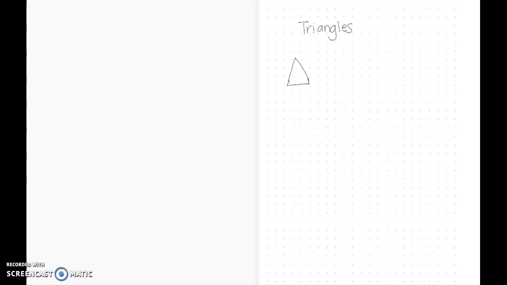And I notice it has one side. Do you guys see that? Two sides and three sides. My triangle also has three corners. Look, there's one corner here, another one here, and another one here. So I can say this is a triangle because it has three sides and it has three corners.